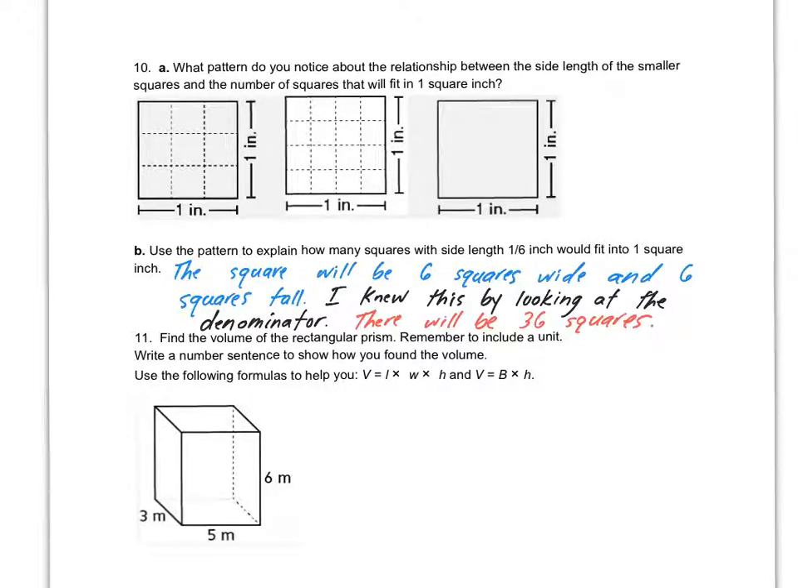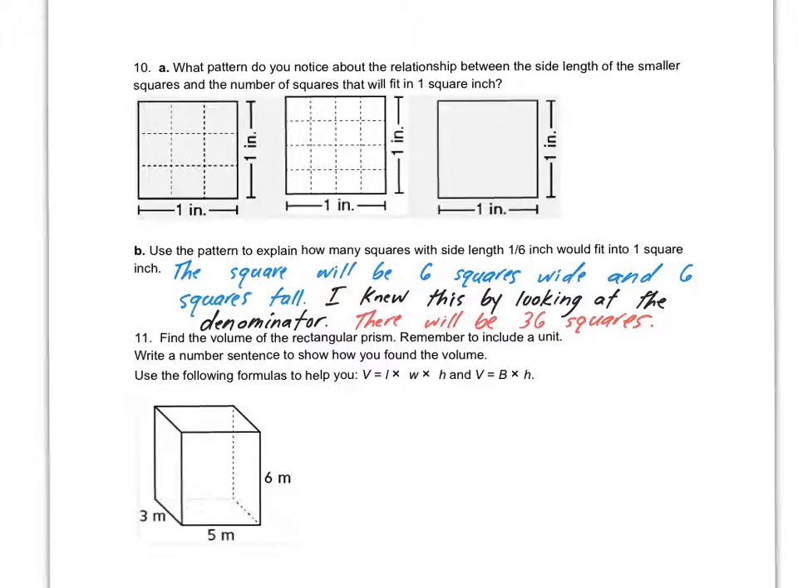So let's see what I wrote here. The square will be 6 squares wide and 6 squares tall. I knew this by looking at the denominator, so I pointed out how I figured out this pattern, and then I did finish it off by answering it. There will be 36 squares, 36 1/6 inch squares to make up our 1 inch by 1 inch square.